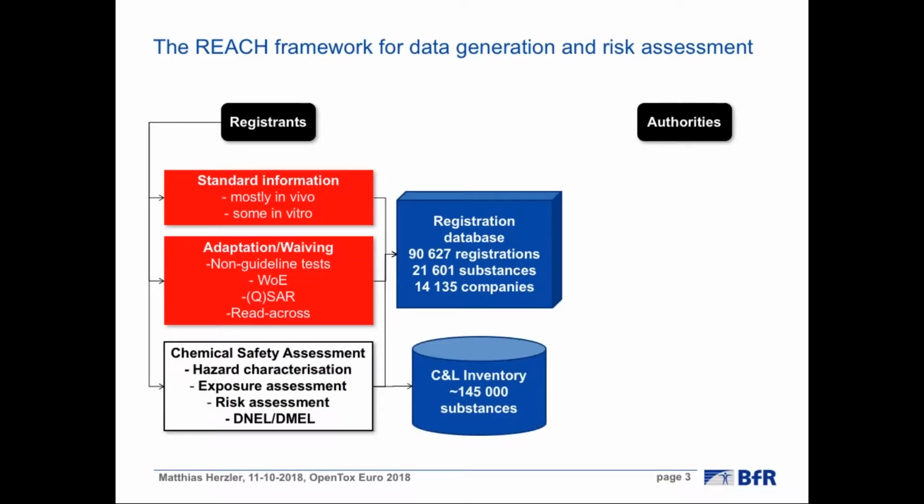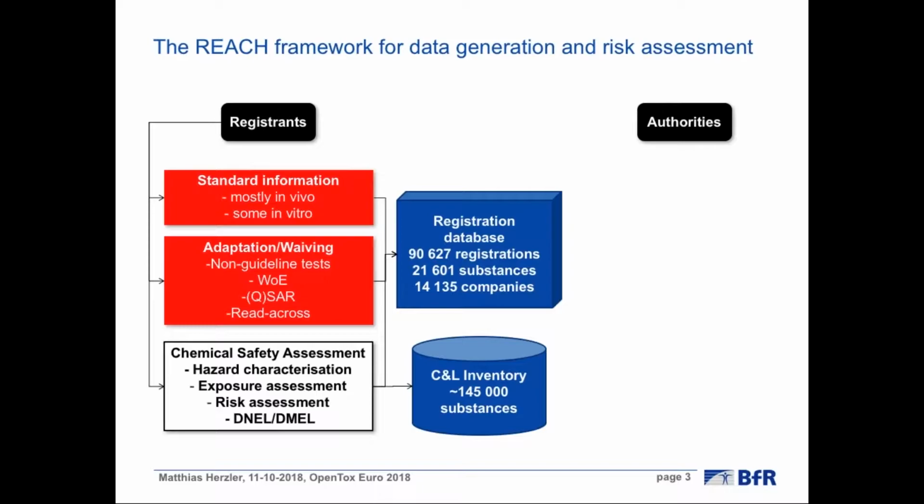They are also obliged to do what's called chemical safety assessment, which includes hazard characterization, exposure assessment, risk assessment, and quantitative risk characterization in the form of health-based guidance values. They are called DNELs, derived no-effect levels, under REACH. As a result, you get the DNELs, some risk assessment figures that go here. And you might also get a classification for hazardous properties that goes into the classification and labeling inventory, another database, in which currently data on about 145,000 substances is collected.